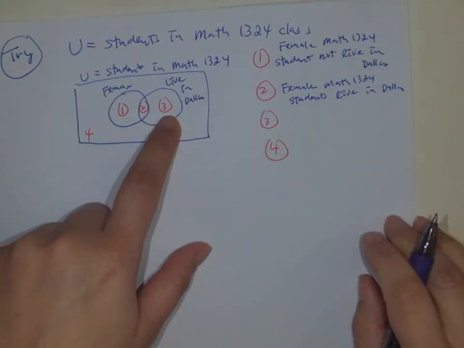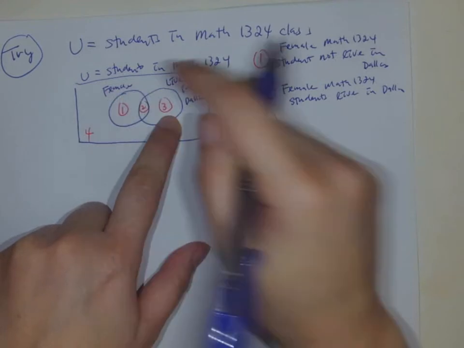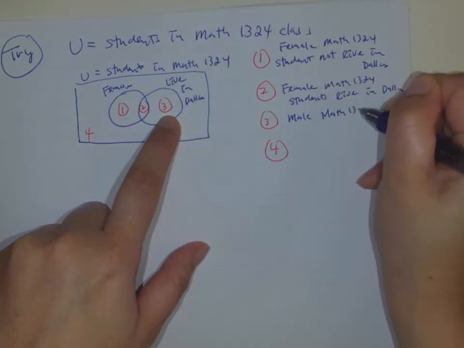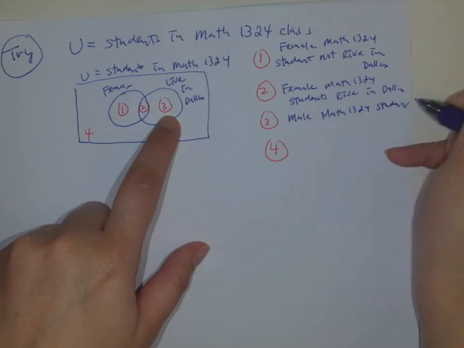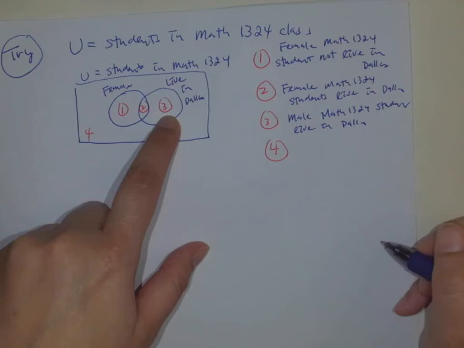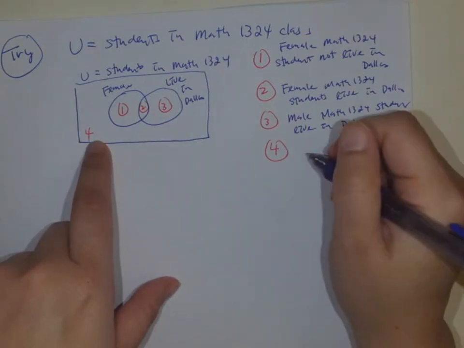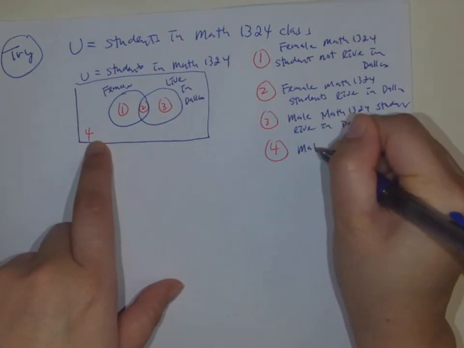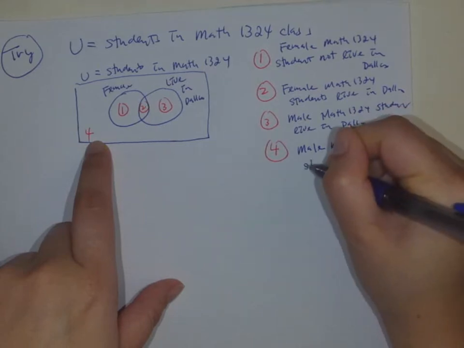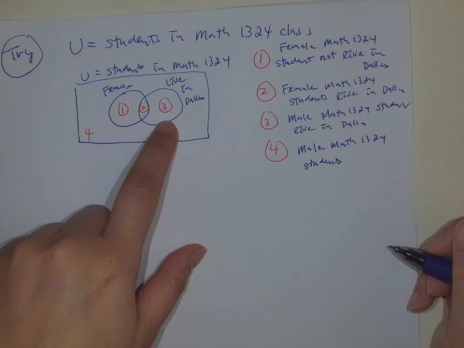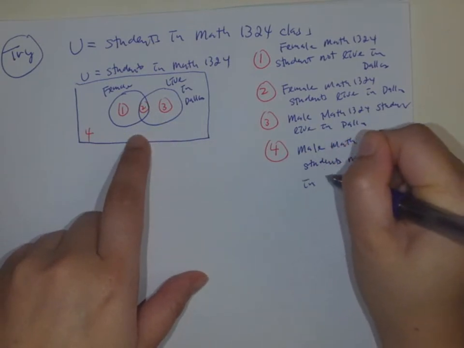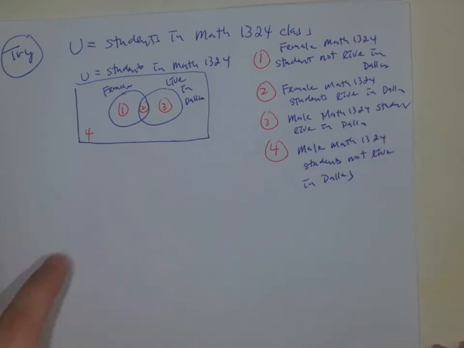Okay, how about 3? 3 is live in Dallas but not female, so it's going to be male math 1324 students who live in Dallas. How about 4? 4 is not going to be female, so it's going to be male math 1324 students outside of live in Dallas, right? So not live in Dallas. So hopefully you got it correct.